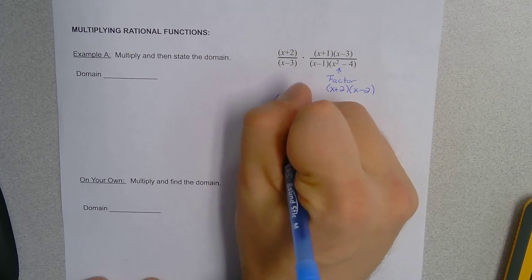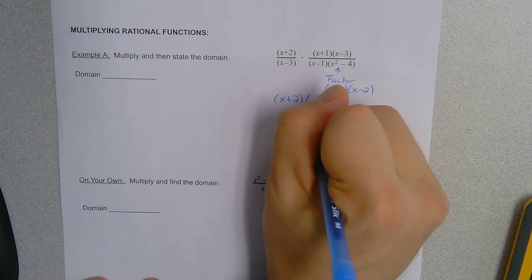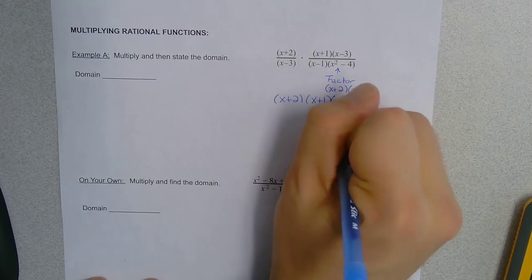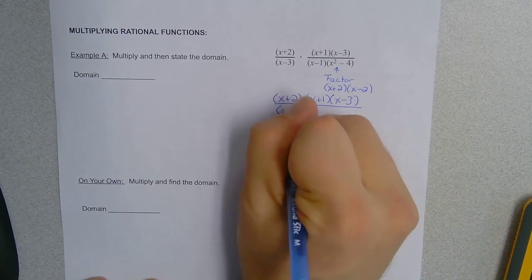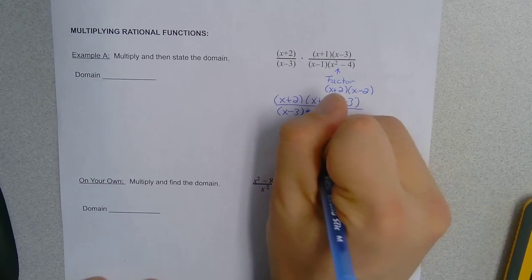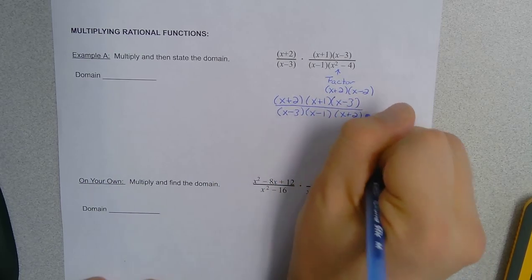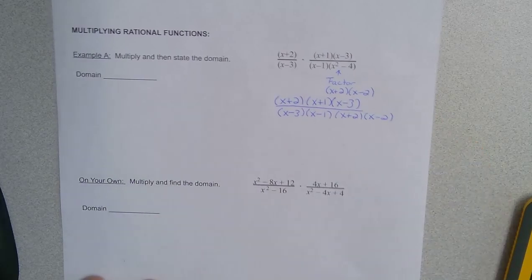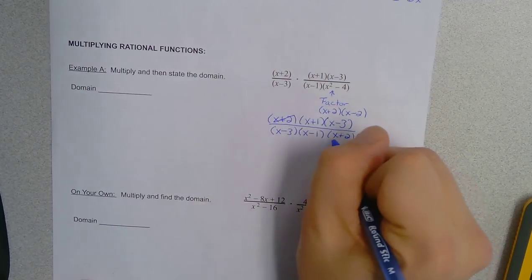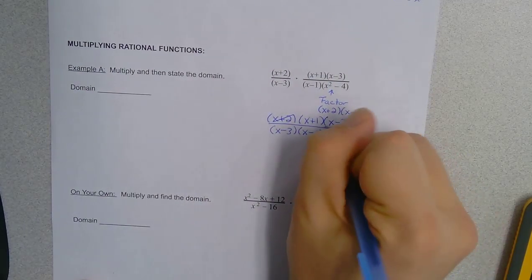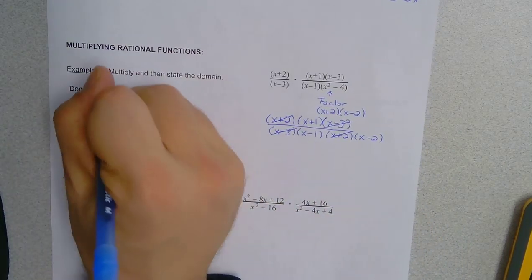And then here in the numerator, we have x plus 2. And then I just combine with and multiply by x plus 1 and x minus 3. And then in the denominator, we have x minus 3, and then times x minus 1, and x plus 2, and x minus 2. Then if you look, I can cancel out or divide my x plus 2s and my x minus 3s. And I'm going to note there that x can't be 2 or 3.